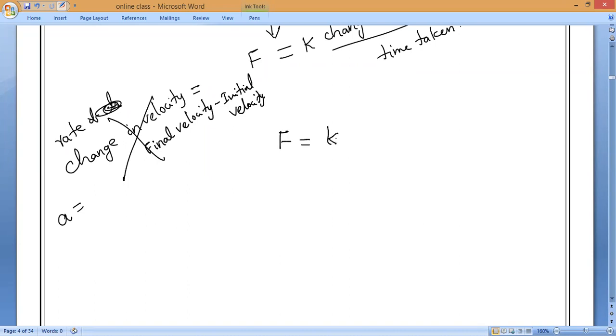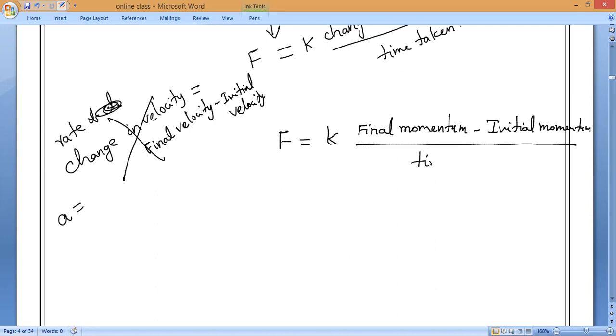In the same way, force is equal to constant into change in momentum. Change in momentum means what can I write? Final momentum minus initial momentum, divided by time taken. That is what you have to remember. Is it okay, everybody?